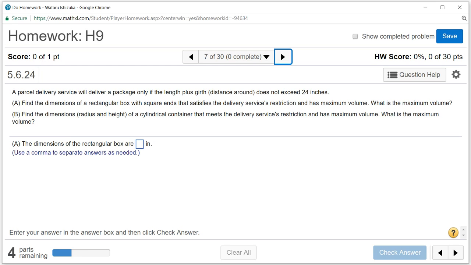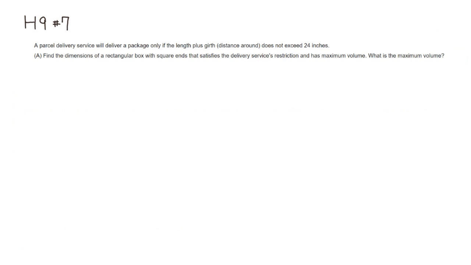Alright, let's look at homework 9, problem number 7. Let's do just part A. Part A says, find the dimensions of the rectangular box with square ends that satisfies the delivery service's restriction, which is that the length plus girth cannot exceed 24 inches. And we want to find the maximum volume. Alright, so let's do that.